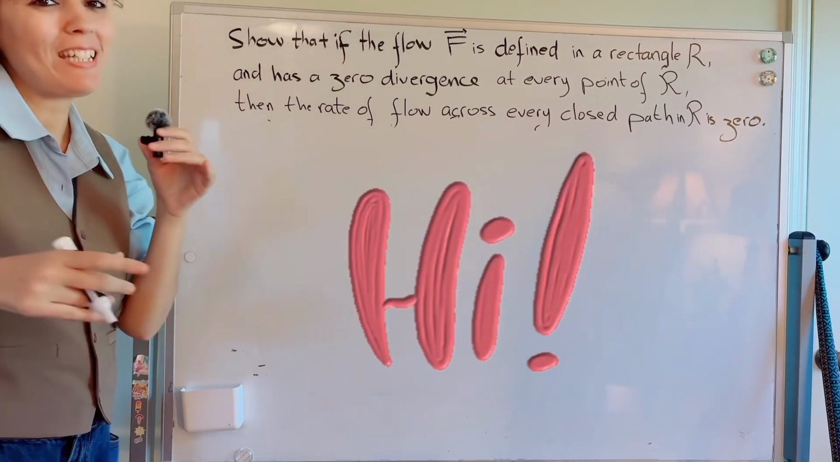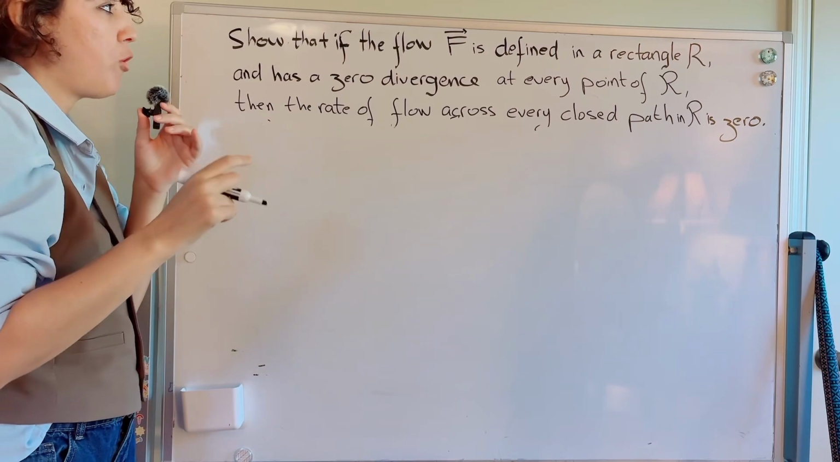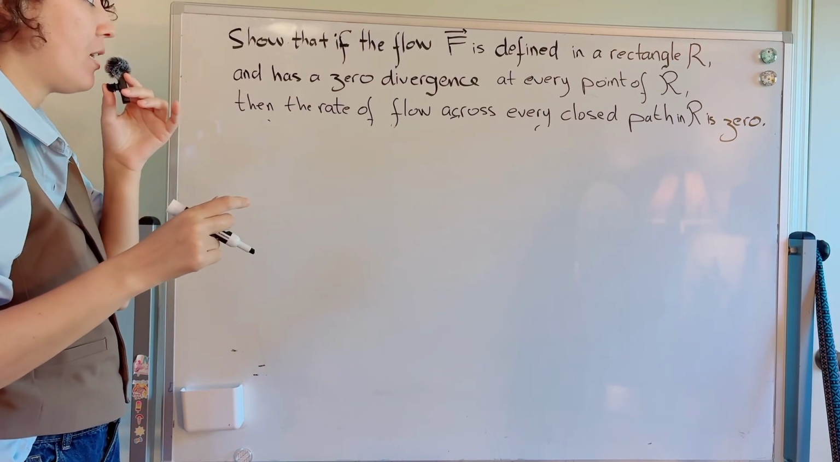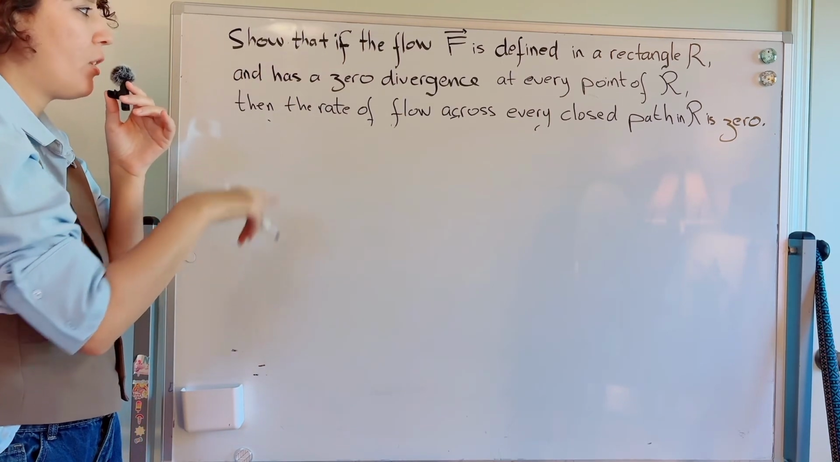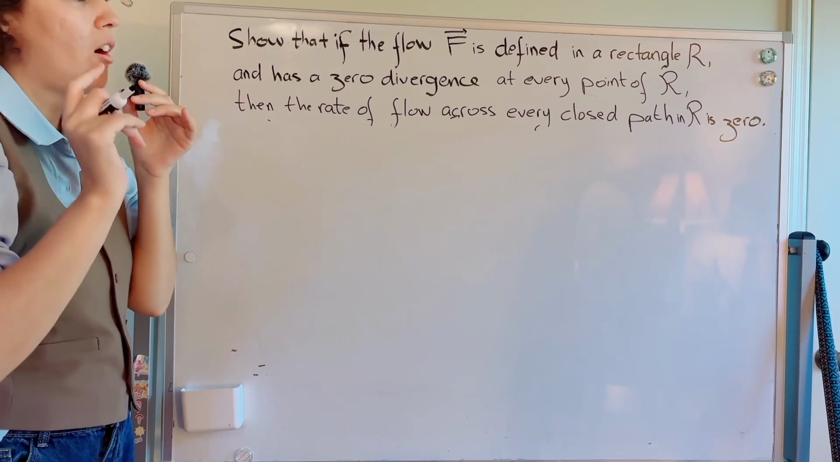Hi, in this video we're going to try to solve this problem. We want to show that if the flow F is defined in a rectangle R and has zero divergence at every point of R, then the rate of flow across every closed path in R is zero.